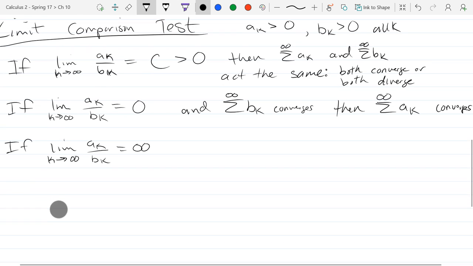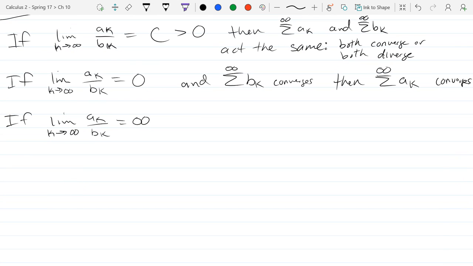So our last case, let's say that this limit is infinity. What does that mean about the relationship between the a_k terms and the b_k terms? So a_k is a lot bigger, because this fraction is getting bigger and bigger and bigger. So a_k is bigger than b_k, or b_k is smaller than a_k. So let's say you know that the little one diverges. That means definitely the bigger one has to also diverge.